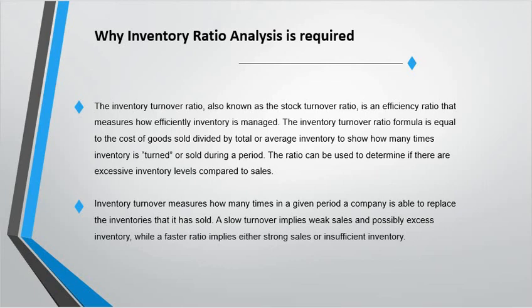Inventory turnover measures how many times in a given period a company is able to replace the inventory that is sold. A slow turnover implies weak sales and possibly excess inventory, while a fast ratio implies either strong sales or insufficient inventory. So this is how we can analyze, based on our warehouse position, the inventory valuation and the sales compared with the inventory. We can see how fast the company is progressing.